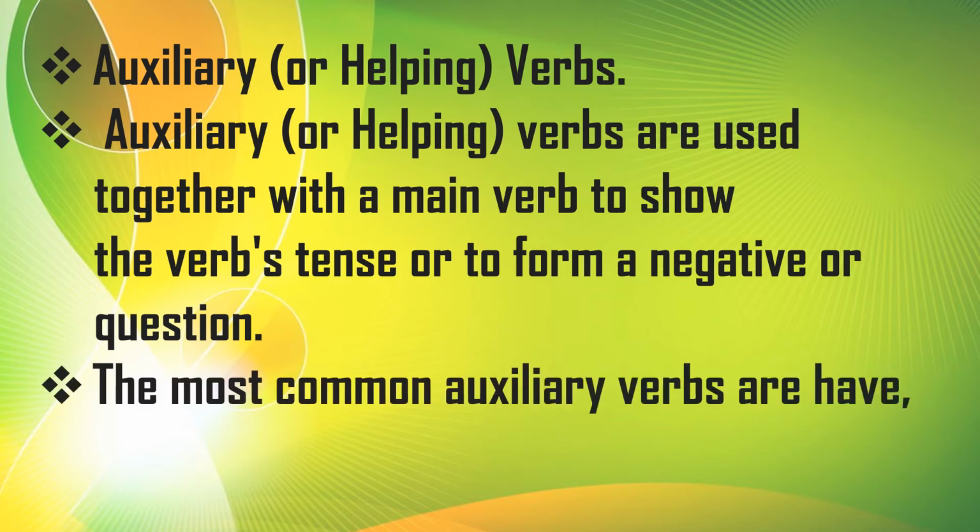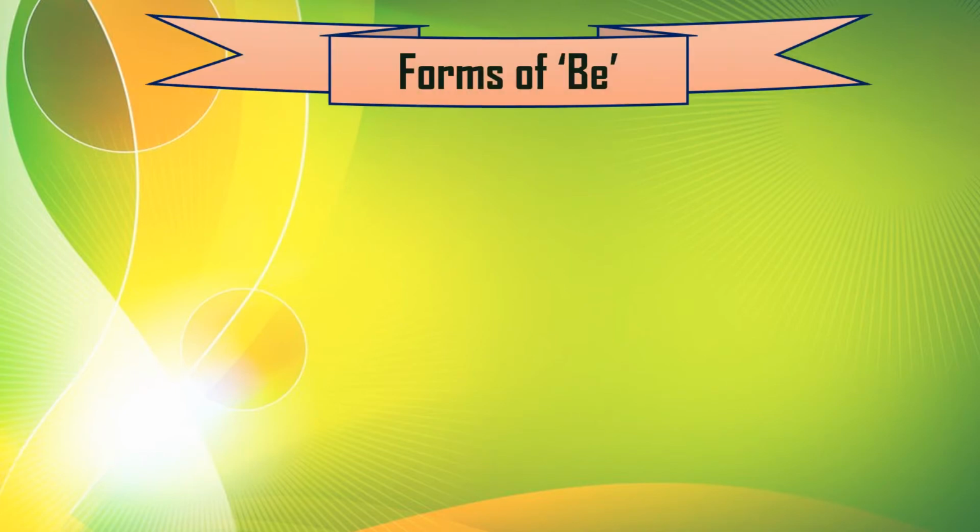And the most common auxiliary verbs are have, be and do. As we have seen earlier, forms of be, forms of do and forms of have. So first we will start with forms of be. We have already learned these forms of be. Now we will put them in a sentence and we will learn how the auxiliary verb comes in the sentence and stands alone and gives the meaning to that sentence.